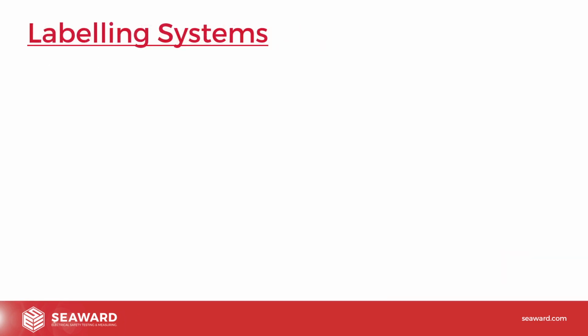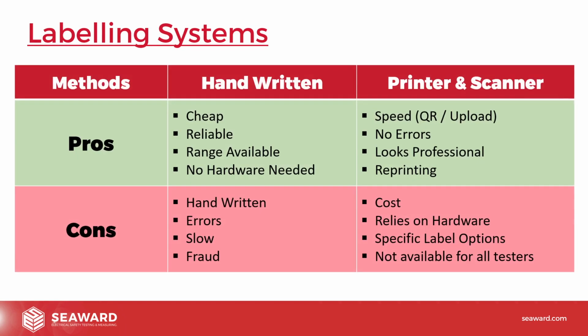Something, again, to think about is labeling systems. Now, there's two different options, really, and this is something we just wanted to discuss. You can go down the handwritten label option, and a lot of people do go down the handwritten label option, and I think it's interesting just to explore the pros and cons of how we see it with both.